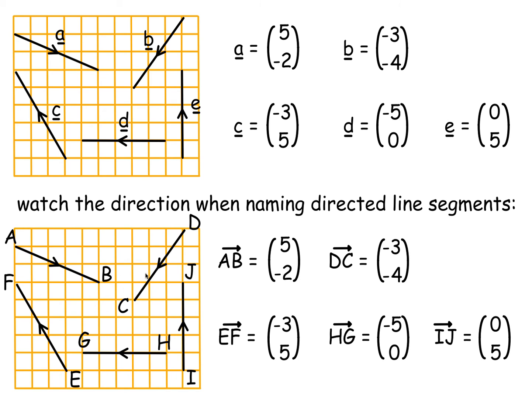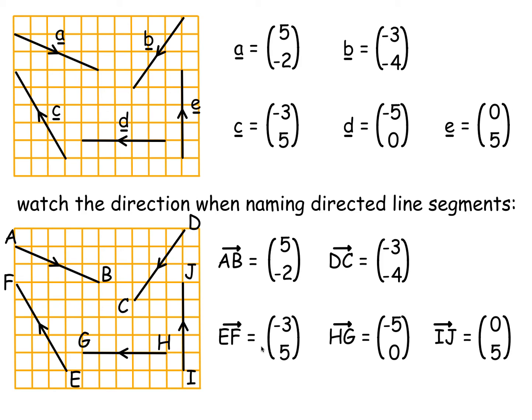Now, these are the same vectors down here, and I've simply put letters on them, capital letters for the ends of the line. That's point A and that's point B. So this is a directed line segment AB. It's the same vector as up here, it's 5, negative 2 as a column vector. This is DC, moving from D to C, so it's written as DC, and it mustn't be written CD, which would be the wrong direction.